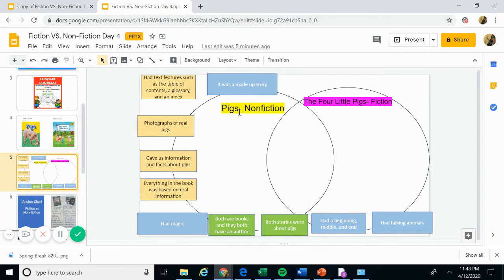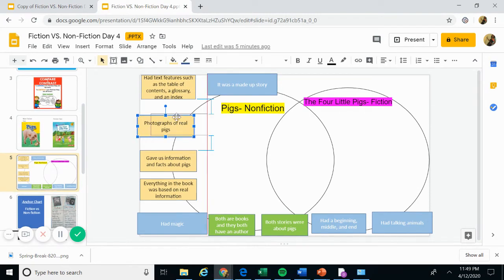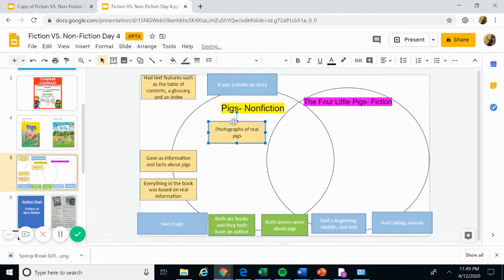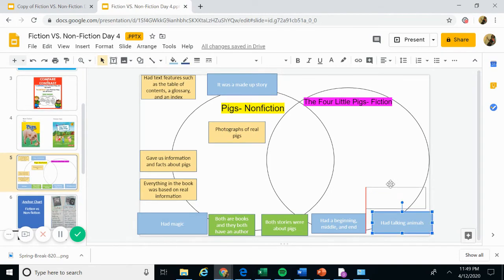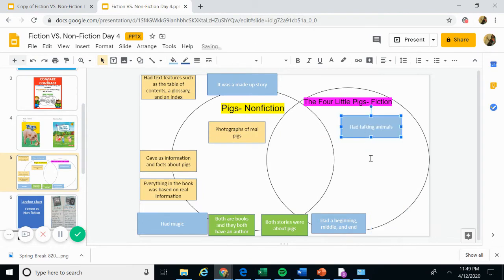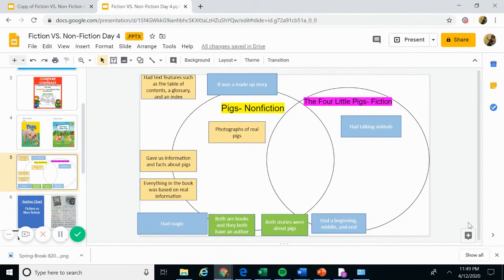We know that Pigs, the nonfiction book, was different because it had photographs of real pigs. So I'm going to take this part and move it right here underneath pigs. Now, if we look at our story, The Four Little Pigs, we know that this story was fiction because it had talking animals. And we know that animals cannot talk in real life. So this is one way that the stories were different.